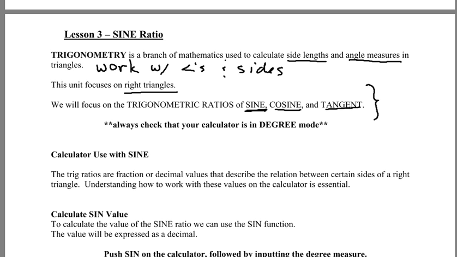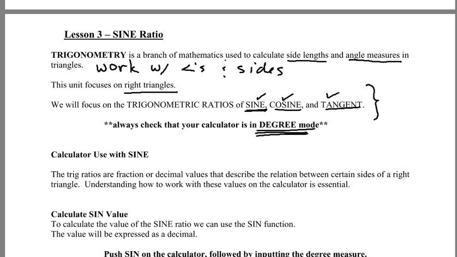This is all about setting up ratios of sides. Same processes for all three, sine, cosine, and tangent. That's what's great. But you're going to have to do some thinking to figure out which process to use. Before we go any further, one thing, degree mode. Your calculator must be in degree mode.